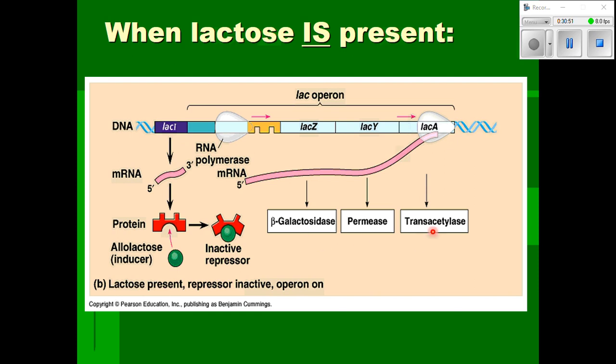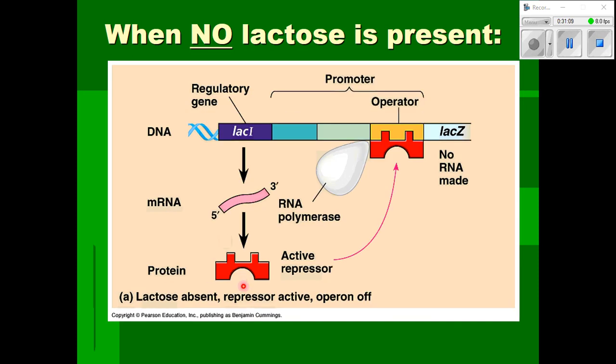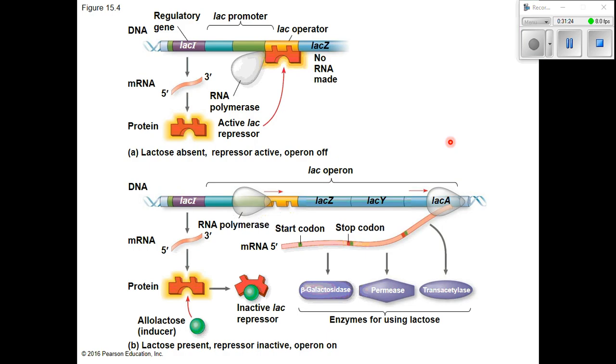What do these enzymes do? Remember, they break down lactose. So eventually, as these enzymes are synthesized and they start breaking down the lactose, all of that lactose is going to be gone. And so eventually we're going to be right back to here. When the lactose is gone, the repressors all switch back to their active form. They go back and they bind to the operator, blocking the transcription of the genes. So again, with the lac operon, when lactose is present, the genes are switched on so that lactose can be digested. When lactose is absent, the genes of the lac operon are switched off.